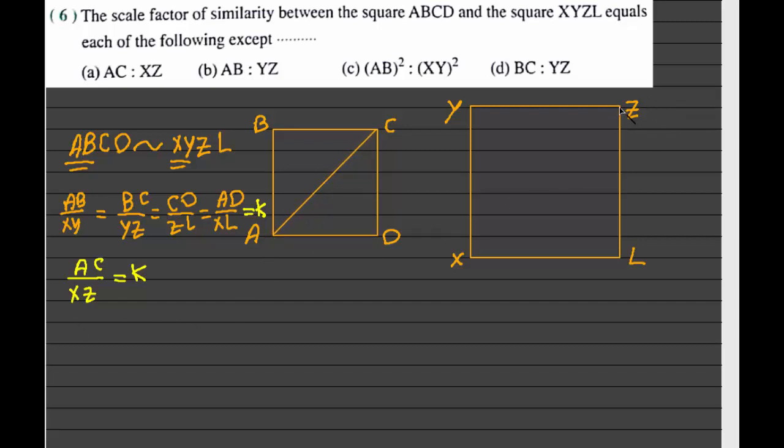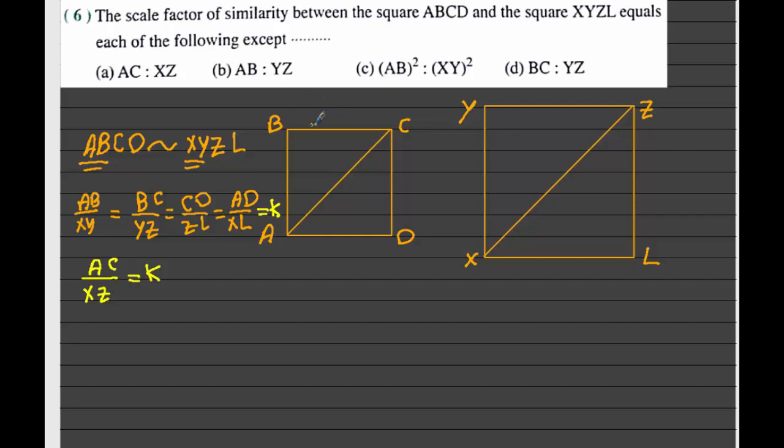Over XZ, it is the other one. The question is AC over XZ equals K. Let us try it in numbers. To understand the question, consider the length of the side of the square ABCD equals 3 centimeters, and the length of the side of the square XYZL equals 4 centimeters.